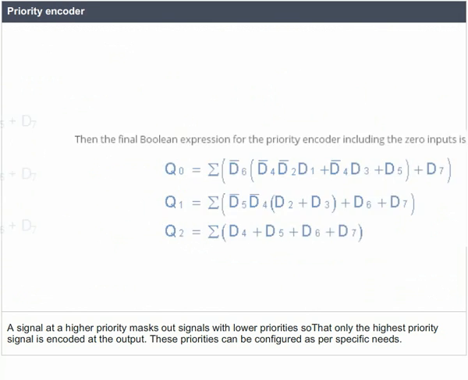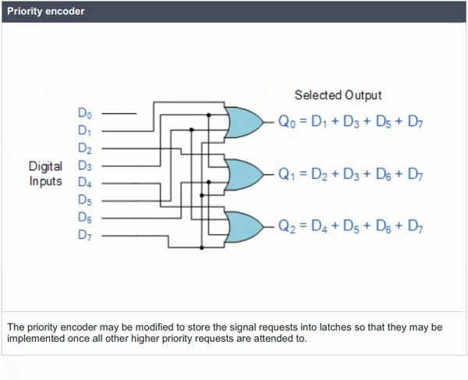The priority encoder may be modified to store the signal requests into latches so that they may be implemented once all of the higher priority requests are attended to.